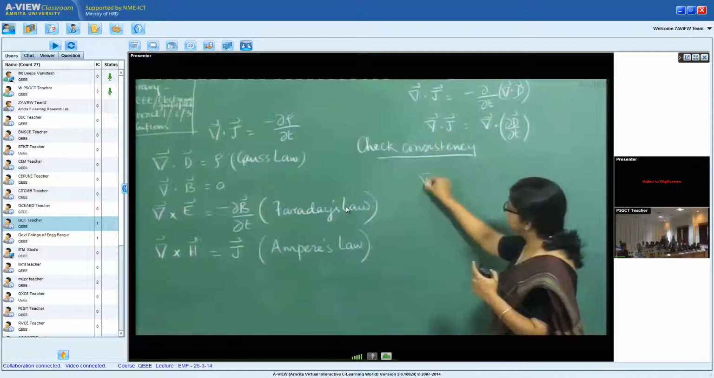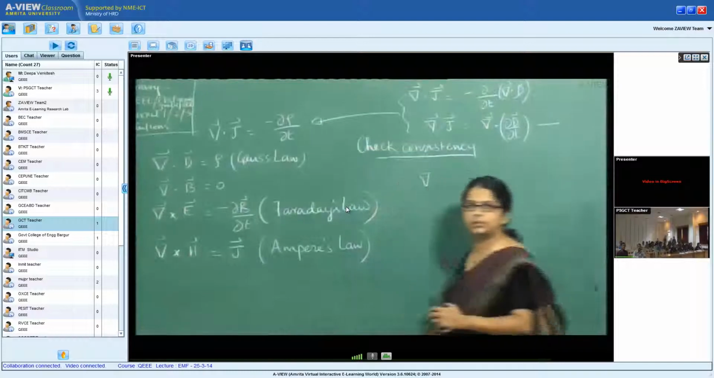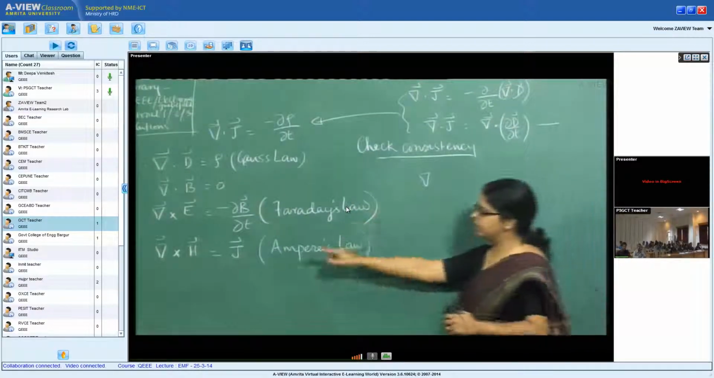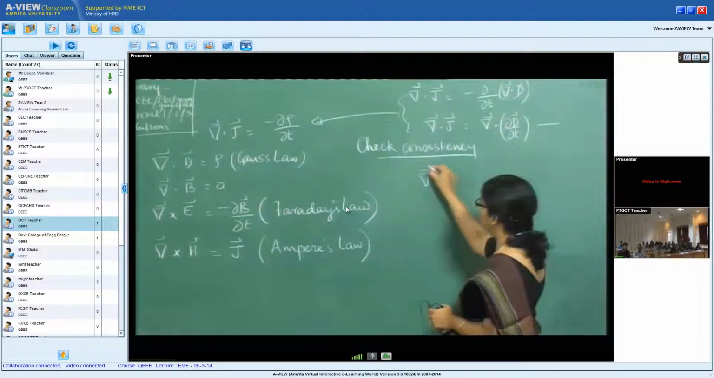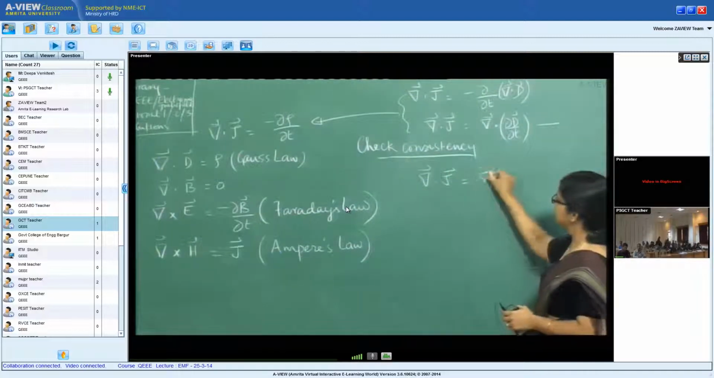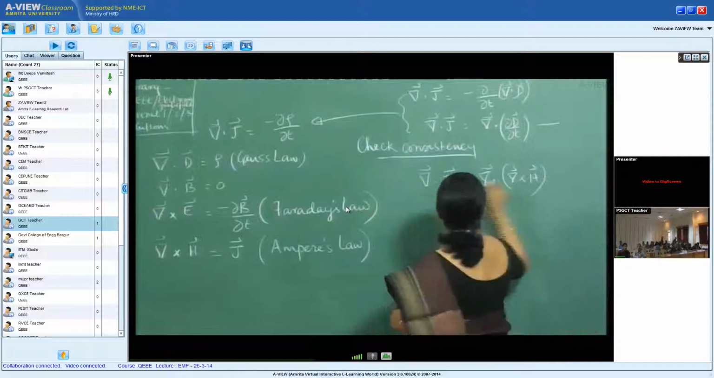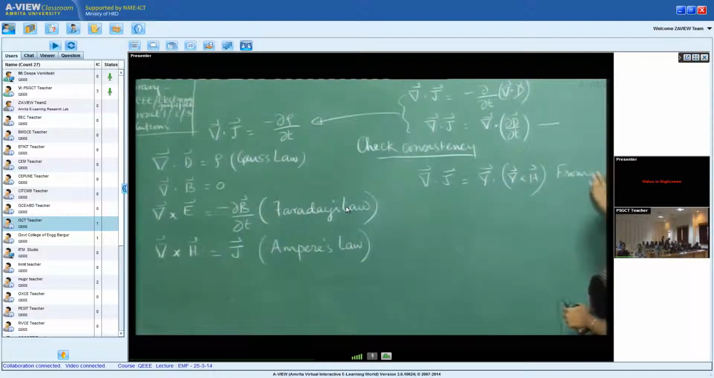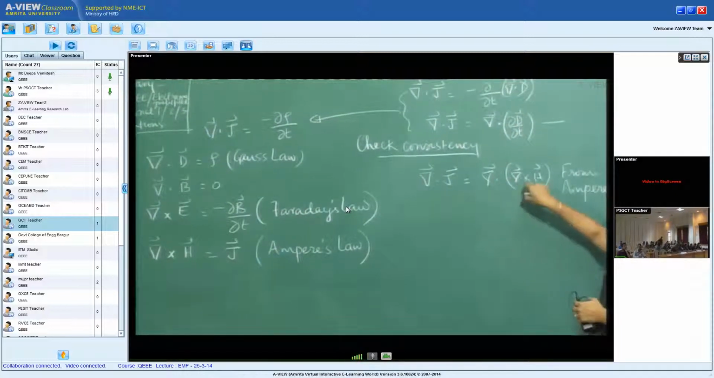I calculate divergence J. I know divergence J is this, from the equation of continuity. Now let me try and calculate what is divergence of J from Ampere's law. From Ampere's law, divergence J is divergence curl of H. Now we know from vector calculus that divergence of curl is 0.